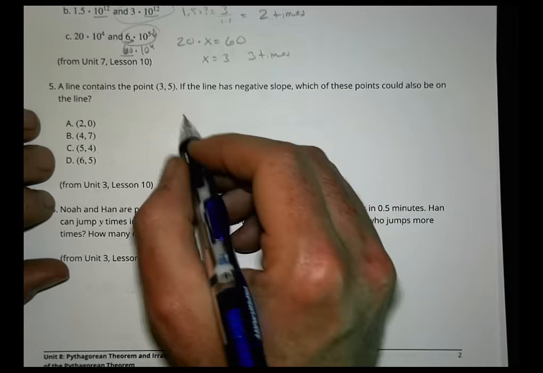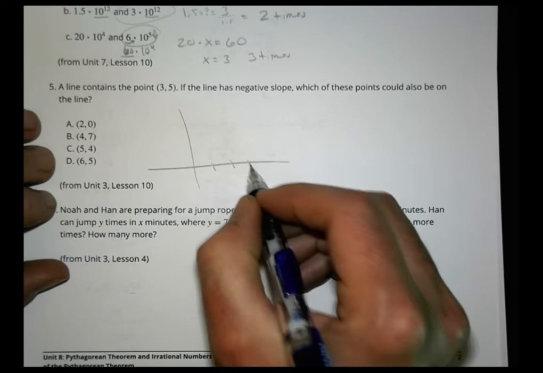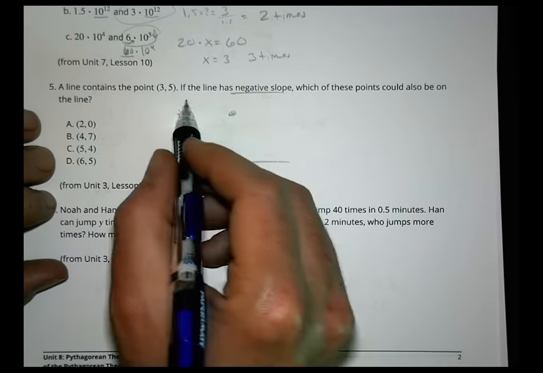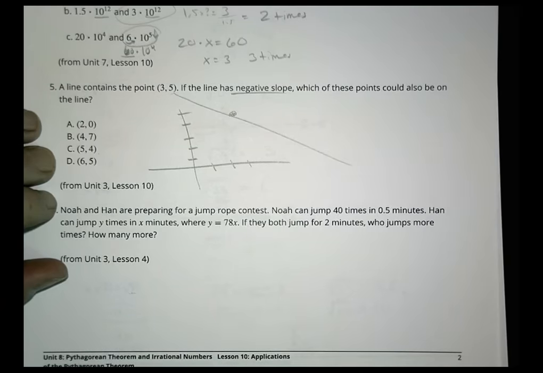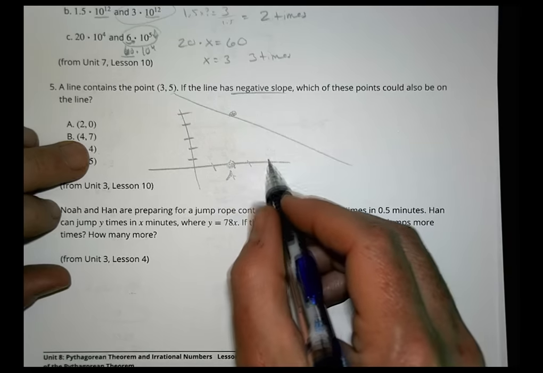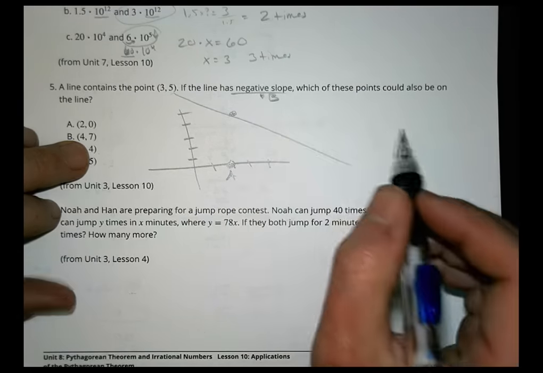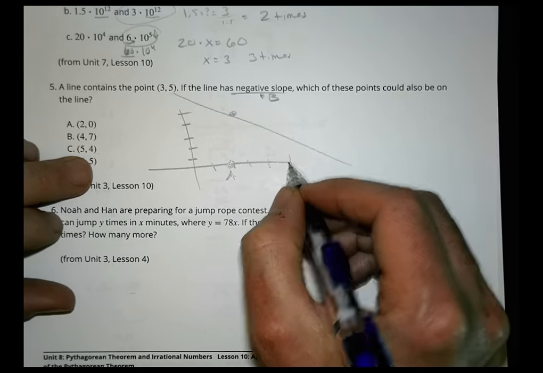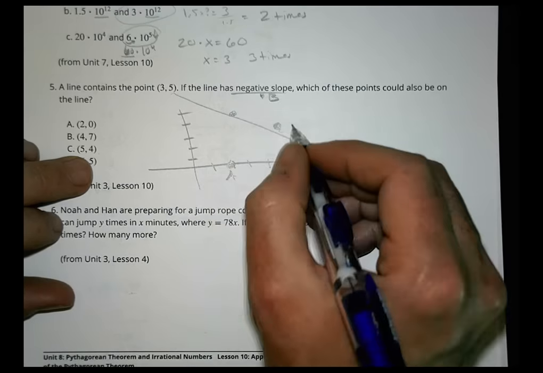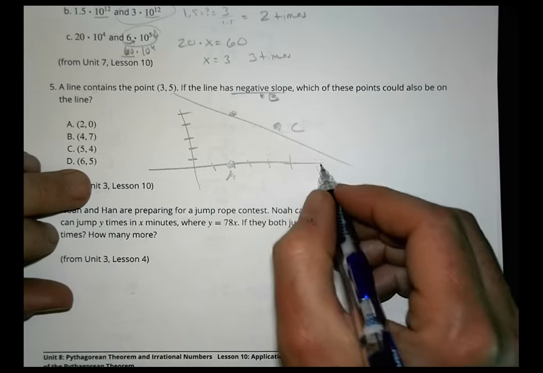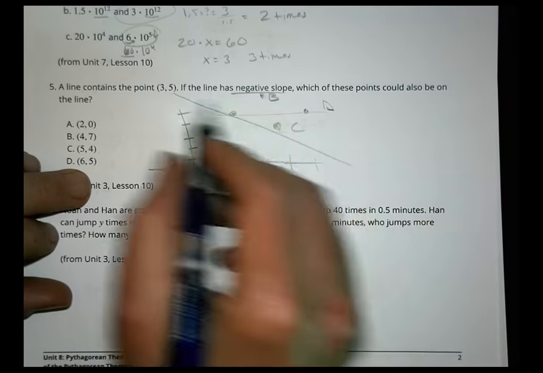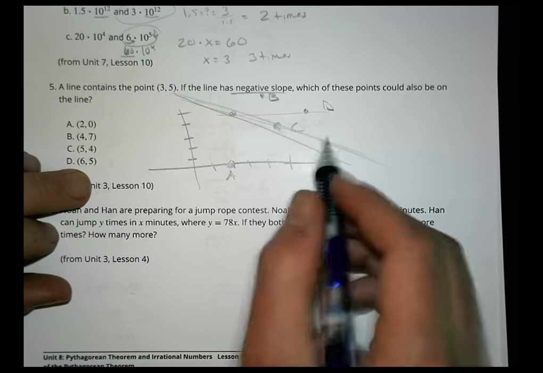And number 5, we have a point, 3, 5. 1, 2, 3, 1, 2, 3, 4, 5. So here's a point right there. It says the line has a negative slope, meaning it's going to go down this way, so which could also be on the line? Well, 2, 0 is here. Could that be on the line? Nope. 4, 7 is up here for B. Nope. 5, 4: 5 would be here and 4 would be over here somewhere. So it could be, right? That's kind of going down from there. As long as it's negative from that point, that's a possibility. And then 6, 5 is on the same line straight across. That'd be a nope, so D is a nope. The only one that could possibly go in a negative way from there would be C. So I like that one the best.